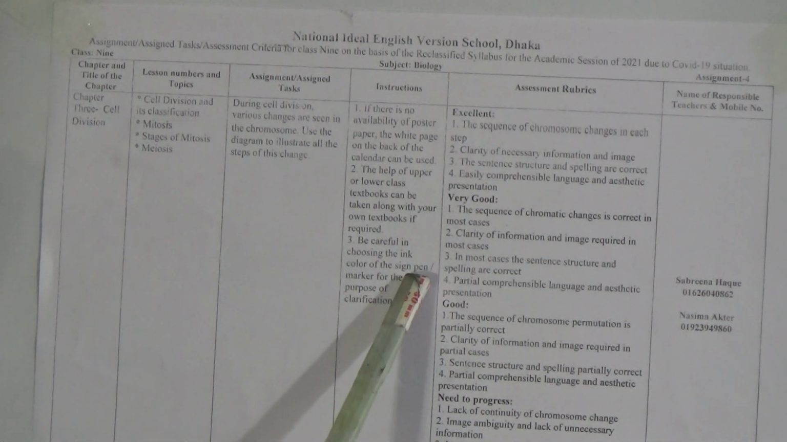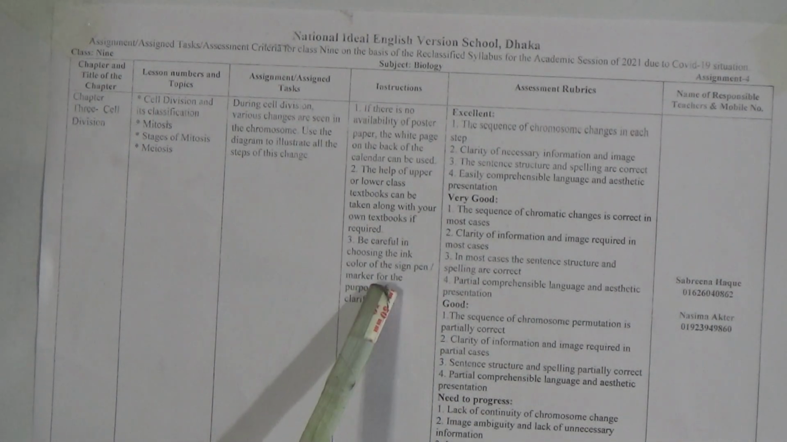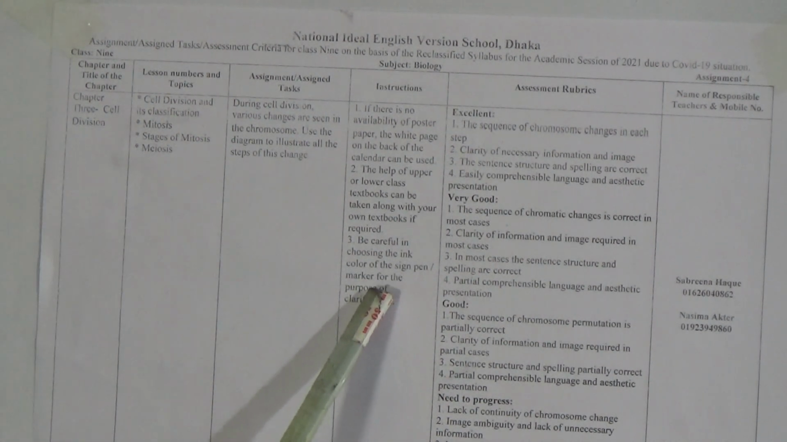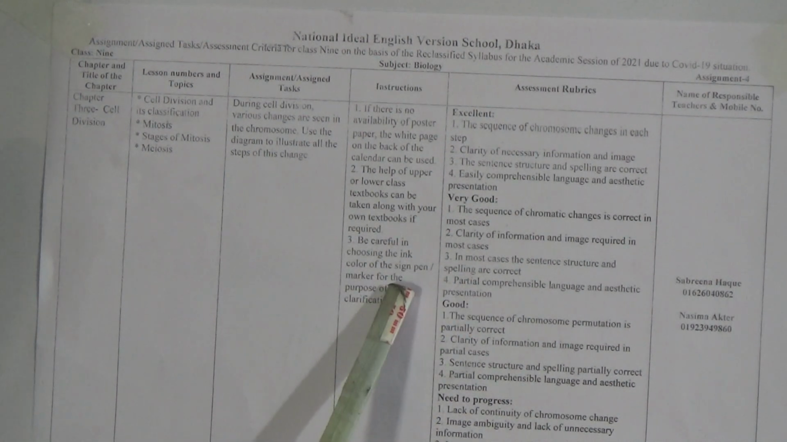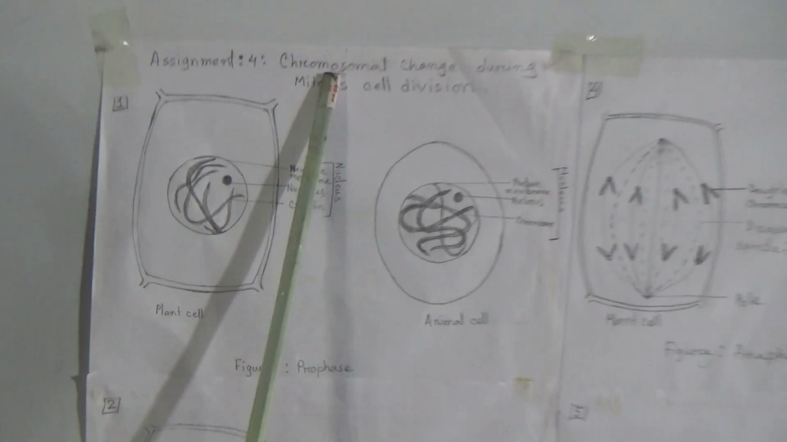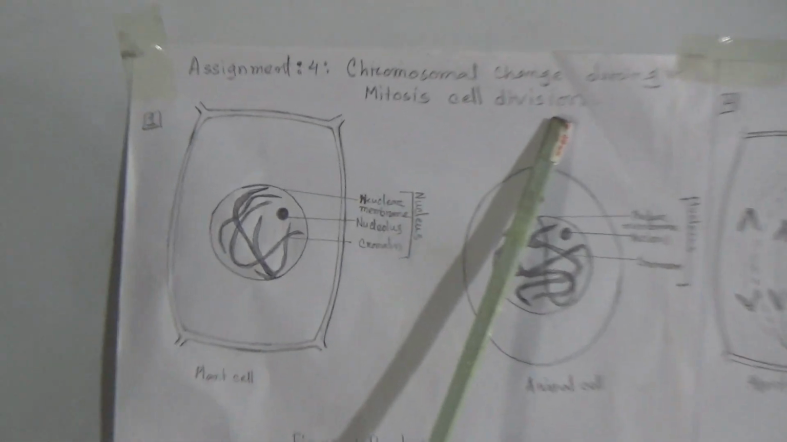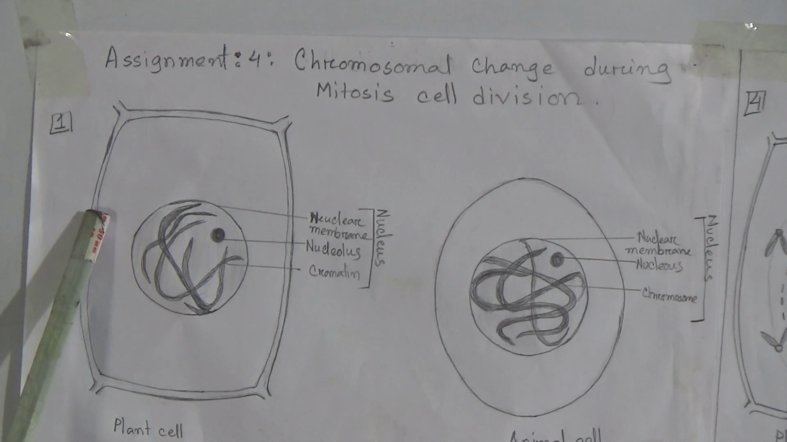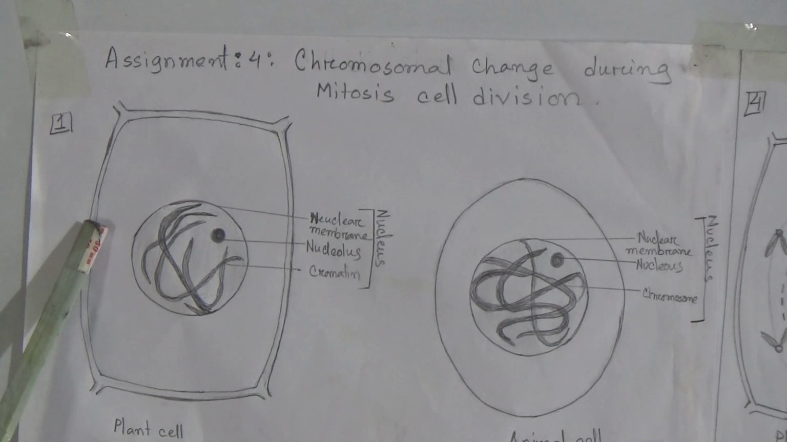I draw all the figures using a pencil. You can color it by following your textbook, with liquid color or pencil color, and when you are choosing the sign pen, you have to be alert. Now we are going to the assignment 4 topic. The topic of assignment 4 is chromosomal change during mitosis cell division. Dear students, I only draw the pictures. You have to give the description from your textbook. The description is written so nicely there.